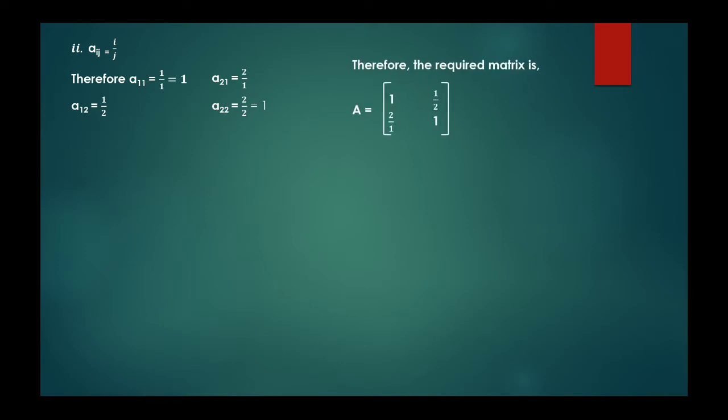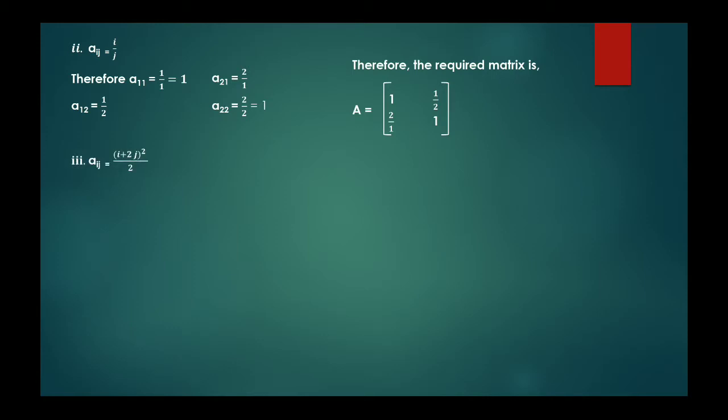That is Aij is equal to i by j. So similarly to how I showed it in the previous part, we do the same here. We have A11 is equal to 1, A21 is equal to 2 by 1, A12 is 1 by 2 and A22 is 1. The resultant matrix is 1, 1 by 2, 2 by 1 and 1. Let's move on to the next part.